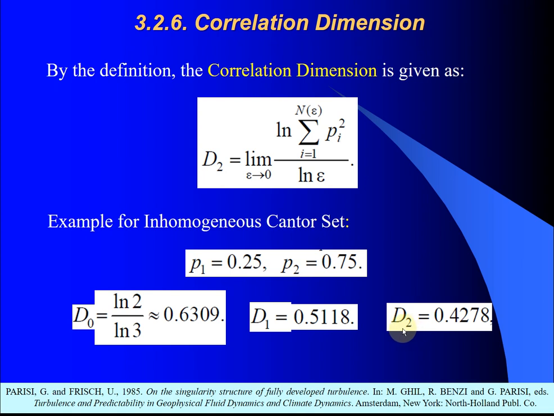And now we can see the correlation dimension is 0.4 and the information dimension is equal to 0.5, and the dimension of the multifractal support, namely the homogeneous Cantor set, is approximately 0.6.